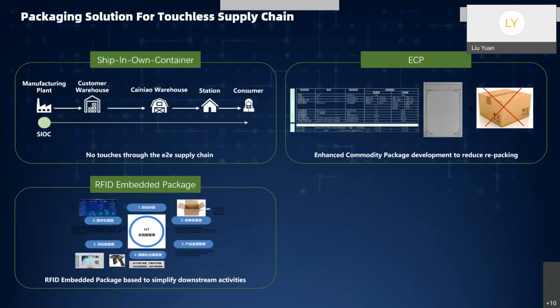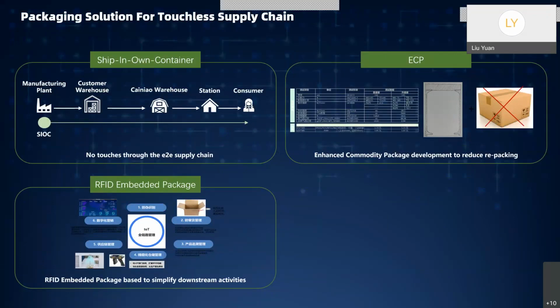The first thing is shipping in container. This means we are cooperating with our merchants to develop the package, so that from the point it is sent out from the manufacturing plant to the consumer, we don't need to do any repacking on it. This is a no-touch design.